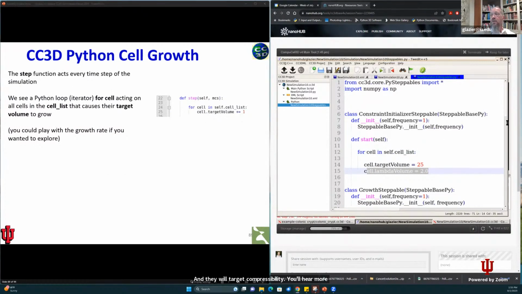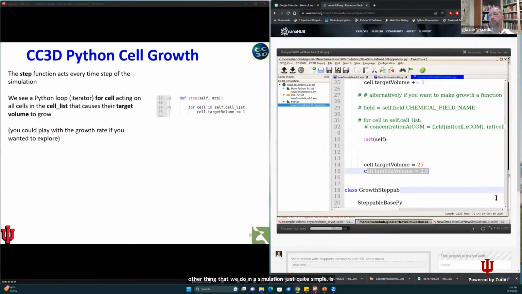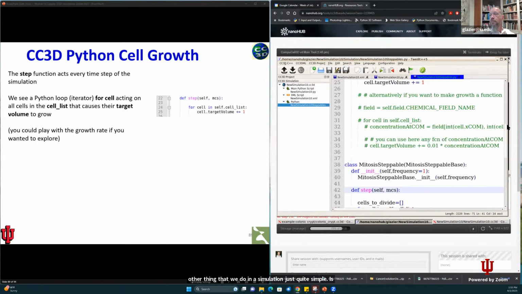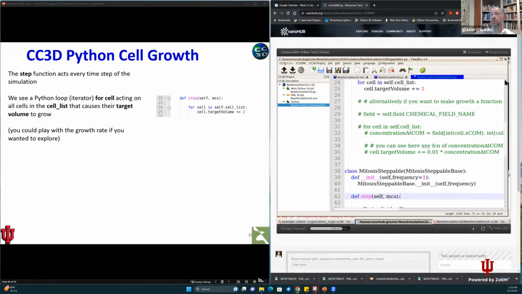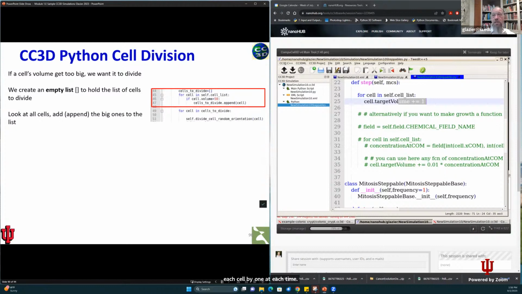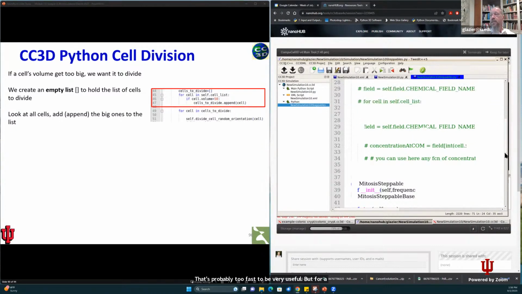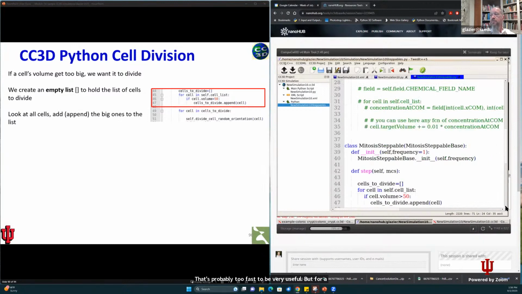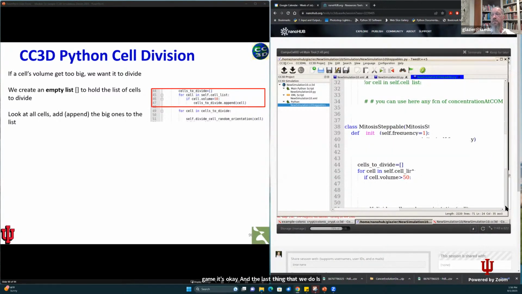The other thing that we do in a simulation, which is quite simple, is that we have the cells grow. We have a time step. We go through each cell and we increase the volume of each cell by 1 at each time. That's probably too fast to be very useful, but for a game, it's okay. And the last thing that we do is that we have the cells divide.